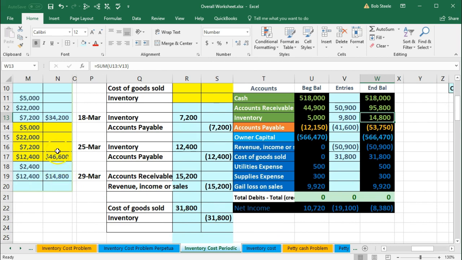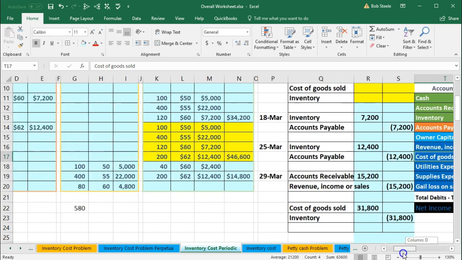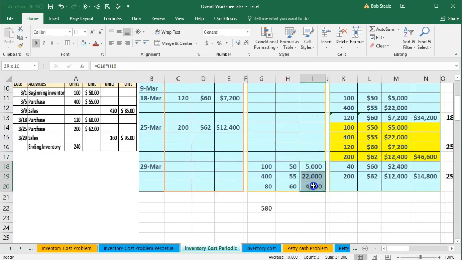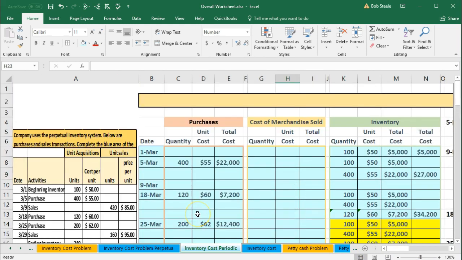So this worksheet, we want to always keep in mind that it's really there to support the numbers that we are recording on the financial statements, the numbers we're recording on the trial balance. Then the cost of goods sold here is also the cost of goods sold, the 31,800, of course, that we have on our worksheet here, the 31,800. So that's going to be the LIFO on a periodic system.